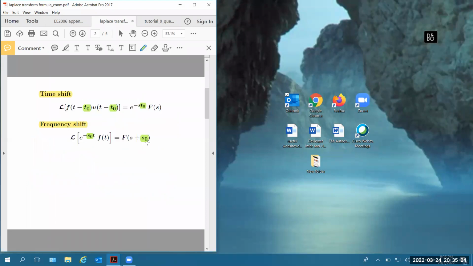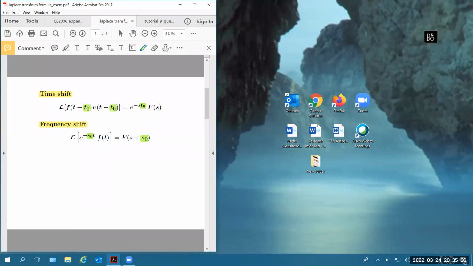These are properties of the Laplace transform. First we look at the time shift. This formula is called the time shift formula. The Laplace transform of this gives you this. Now let's look at the things inside. The f argument is t minus t naught, where t naught is a constant, and then u(t minus t naught).